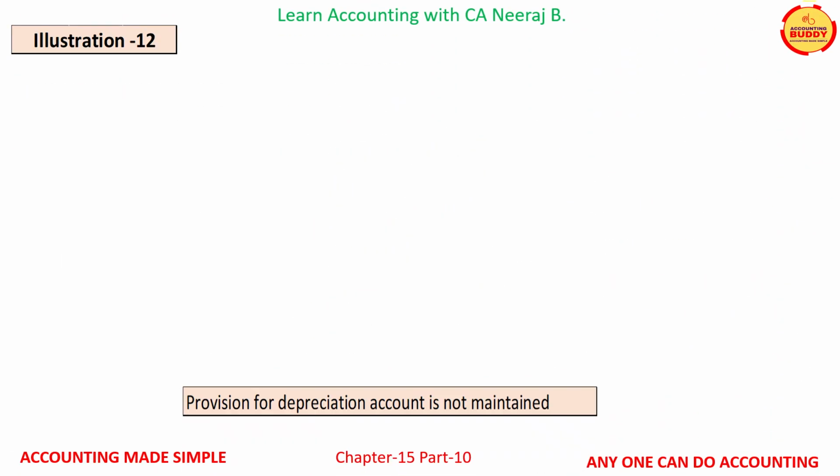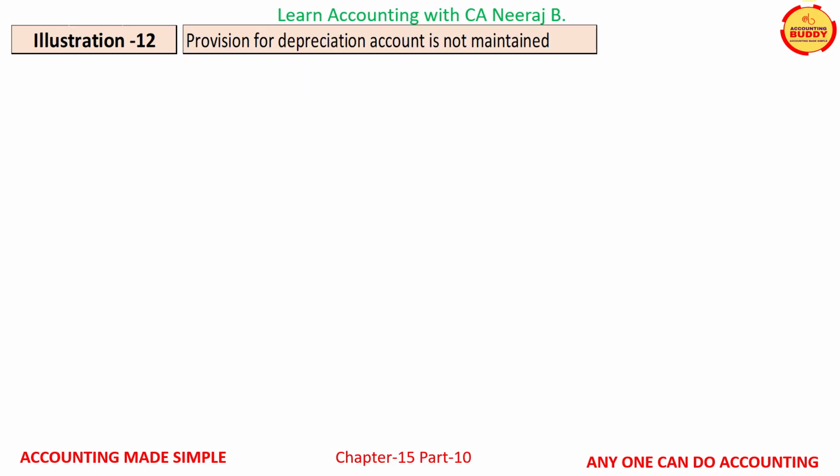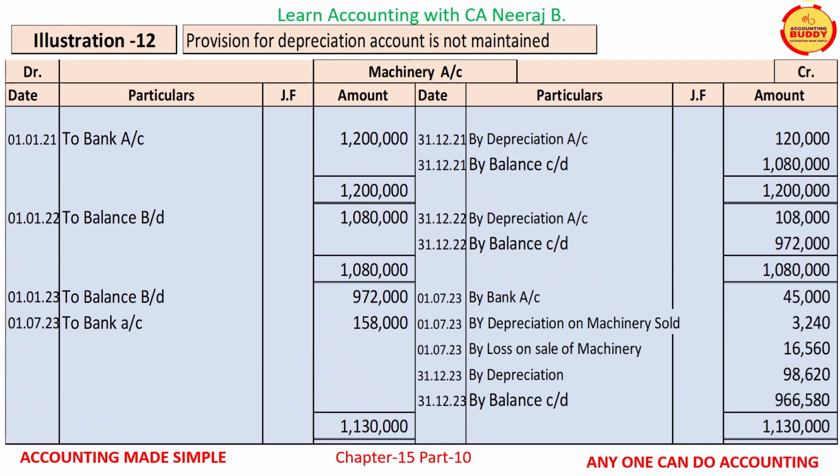Let us prepare the ledger account of machinery when the provision for depreciation account is not maintained. Machinery account of the business is displayed on your screens. On 1st of January 2021, business purchased a machinery for $1,200,000 and it is recorded on the debit side of the machinery account by writing the words to bank account.